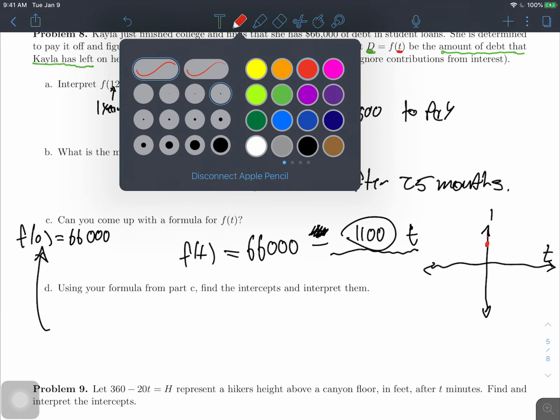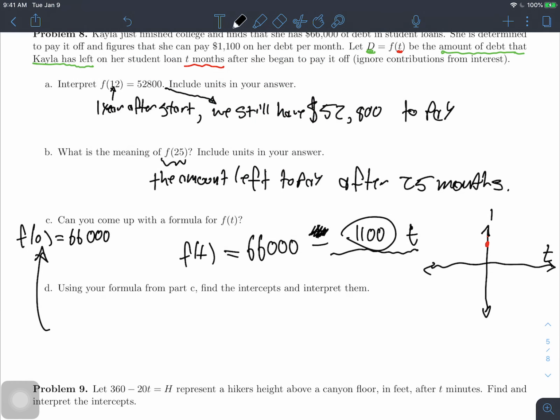Okay, so with that, how do we interpret that? We say at the start, we have 66K debt.